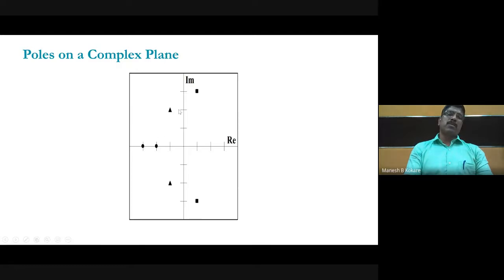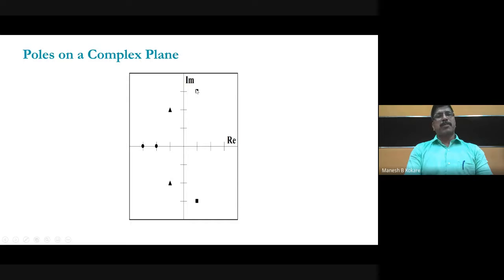Now if you consider this one, this is a pole. What is its real part? Real part is -1, and what is its imaginary part? It is +j2. So this is located at -1 + j2, and another pole is located at, see, what is the real part? -1, and what is the imaginary part? It is -j2. So -1 - j2 is the location of this pole, and the other pole is at -1 + j2. So these two poles are complex conjugate poles.